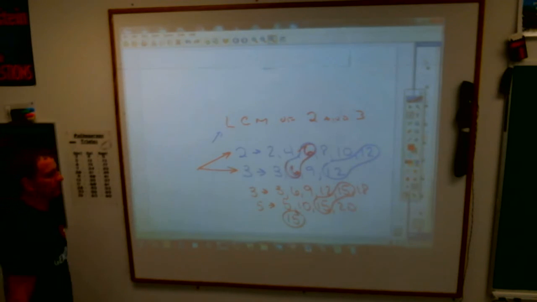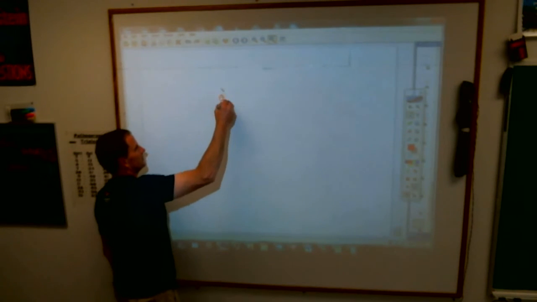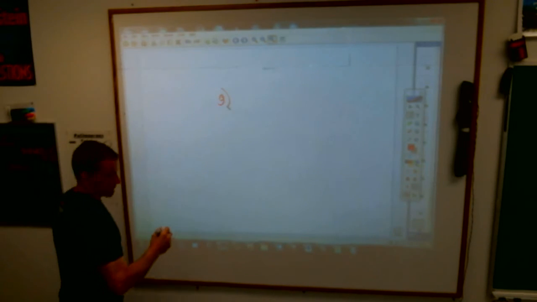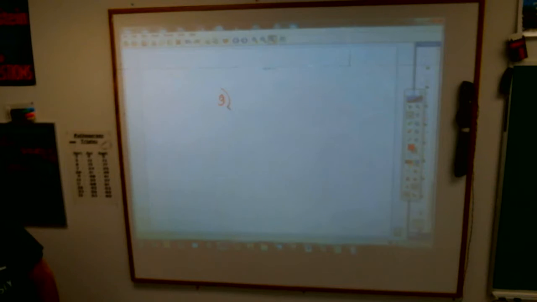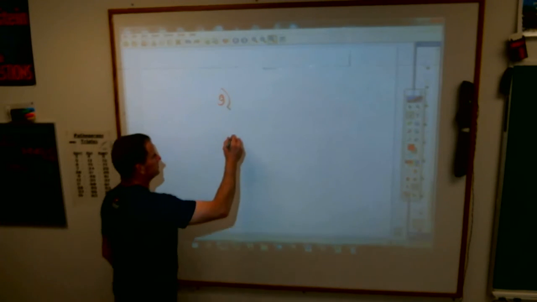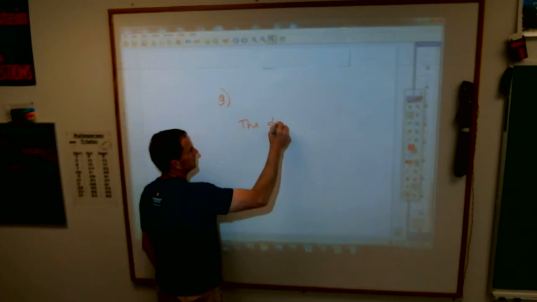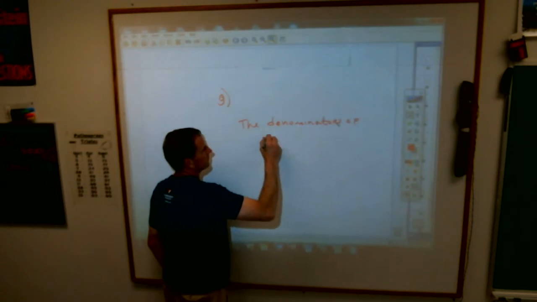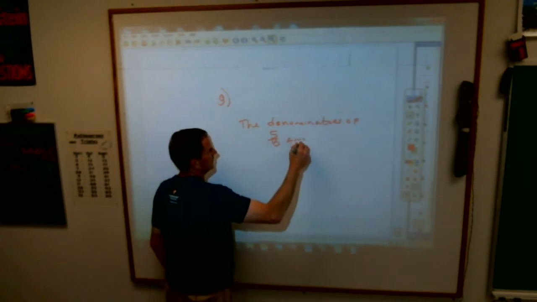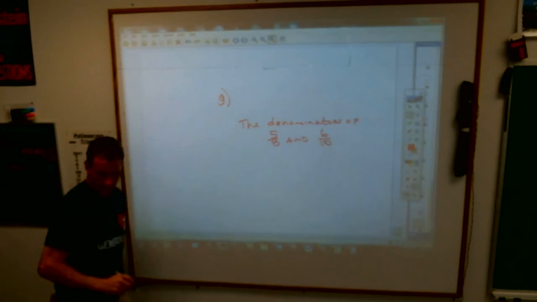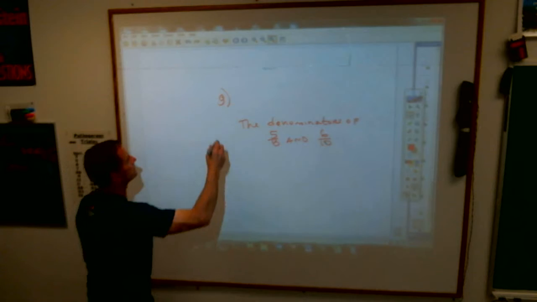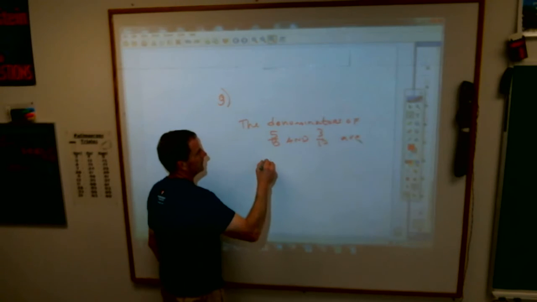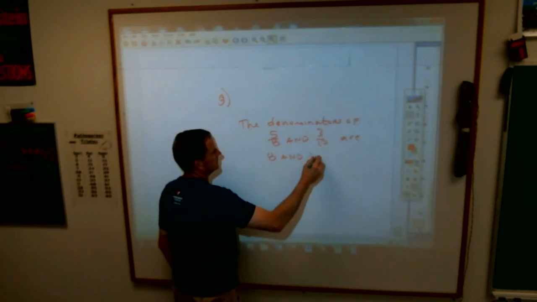Do they ask us any harder questions? Oh, yeah, here's one. Layton must have been looking at today's assignment. Were you, Layton? No. Are you sure? Write down this problem. The denominators of 5 eighths and 3 tenths. This comes right out of the book, so don't blame me. The denominators of 5 eighths and 3 tenths are 8 and 10.